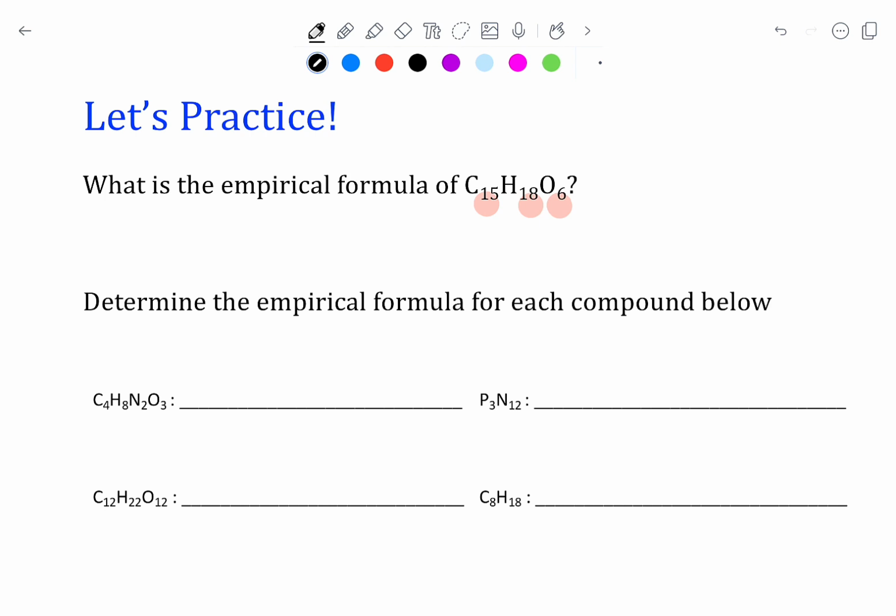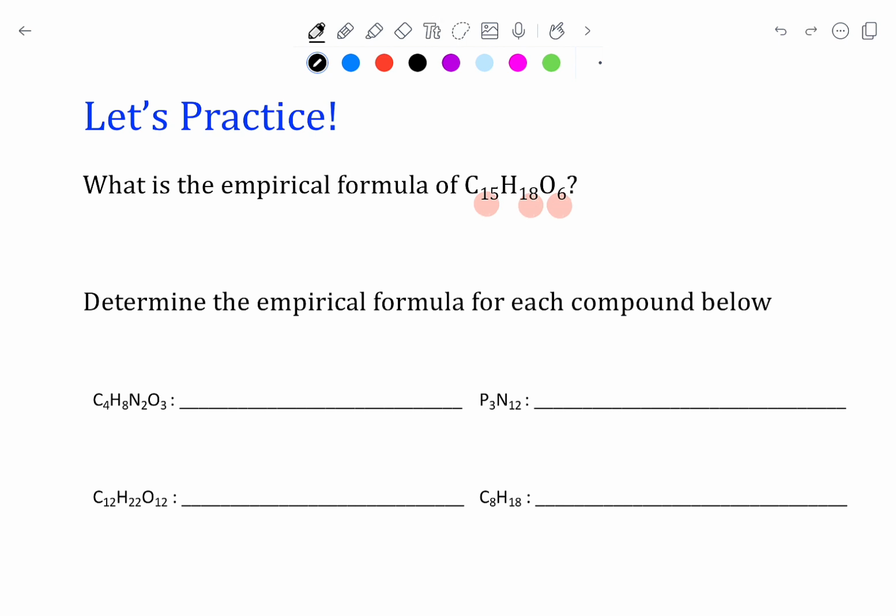Now looking at this, some may say, oh, well, I can start off with 5 here, but I can't divide 18 and 6 by a factor of 5. That wouldn't give me a whole number. So 5 would not work. You could also think I'm going to divide it by 2 because I can simplify 18 and 6 by a factor of 2, but I can't simplify 15 by a factor of 2. That would not give me a whole number.